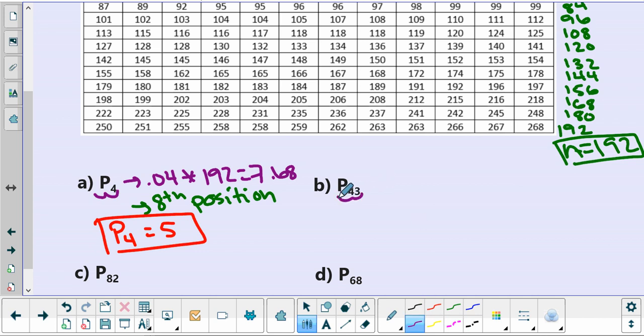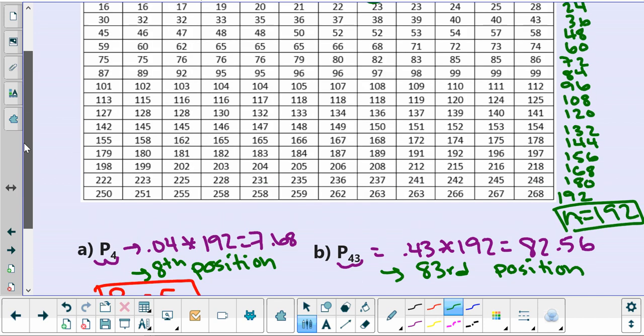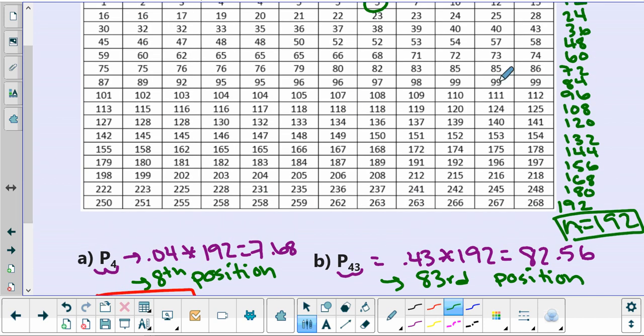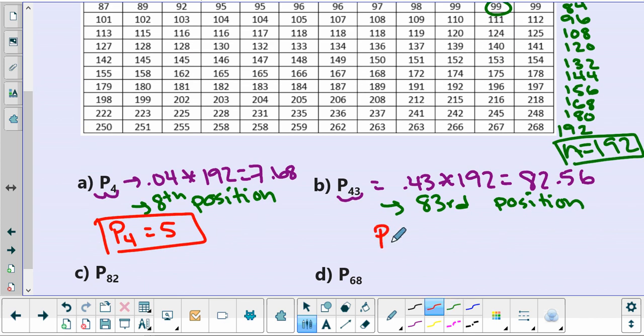Okay, let's take a look at the next one, P43. Go back 2 places. That's 0.43 times the 192. 0.43 times 192 gives me 82.56. And again, I'm going to use my rules of rounding because 82.56 is not a position in the table. I have to have a whole number. So I'm looking at the 83rd position. If I come back up here, here's the 84th. The 83rd is the next one in, that's 99. So P43 is equal to 99.